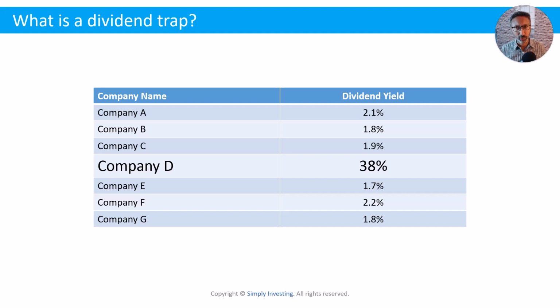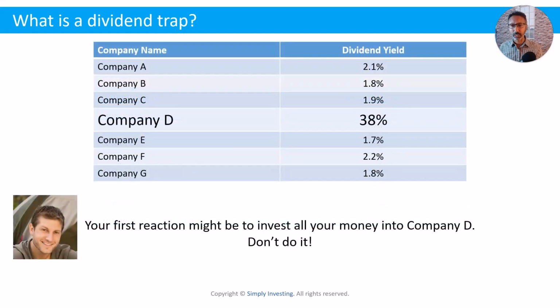Now, you might think this is an exaggeration. There's companies out there today that have dividend yields of 18, 20, 30%. So now Jack is thinking, his first reaction is, you know what? I'm going to invest all of my money into company D. Why bother making 2% return every year when I can make a 38% return every year? And my answer to Jack and to anyone else who's thinking about this is don't do it. And we're going to see in a couple of minutes why you don't want to invest in this type of company.